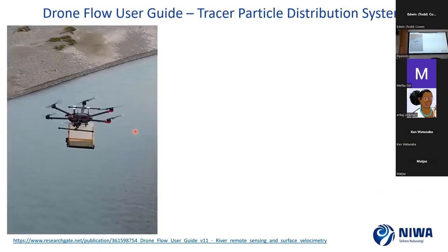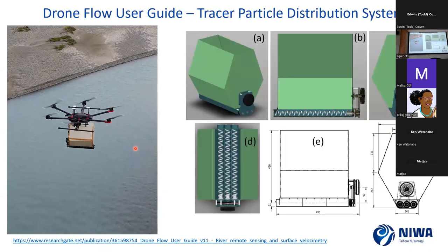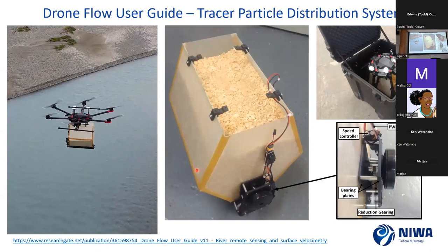An example of the equipment that we developed, which is covered in the user guide, is the tracer particle distribution system. It was developed for deployment in rivers with insufficient natural tracer particles for surface velocimetry. The user guide contains CAD files and information about how to make such a system. And here it is constructed. There's also information about speed controllers, motors, and how to control it. And here's the system boxed up ready for deployment.